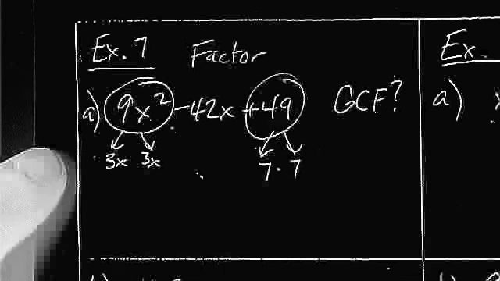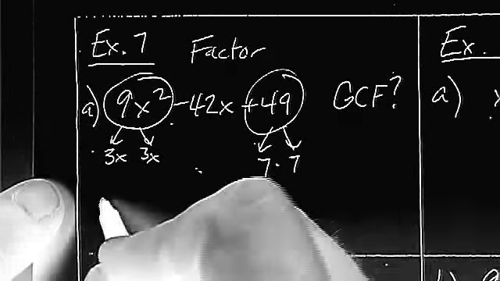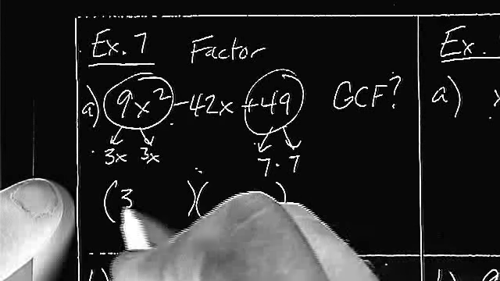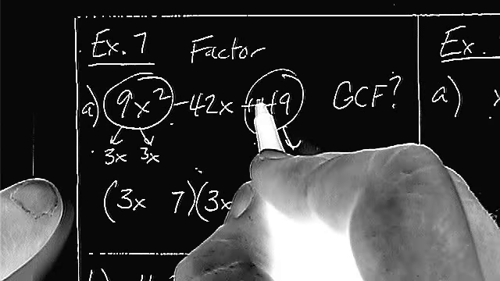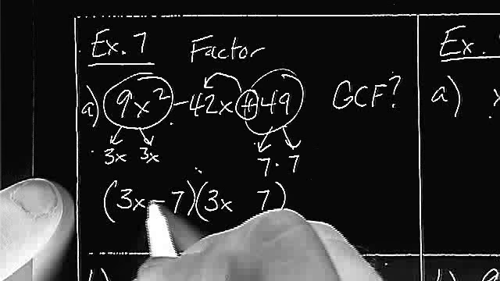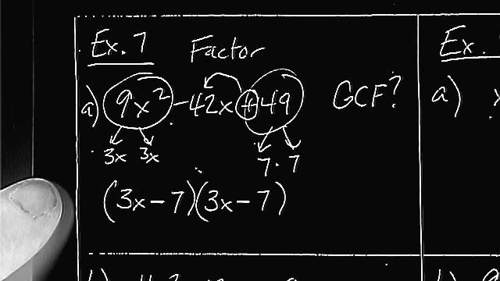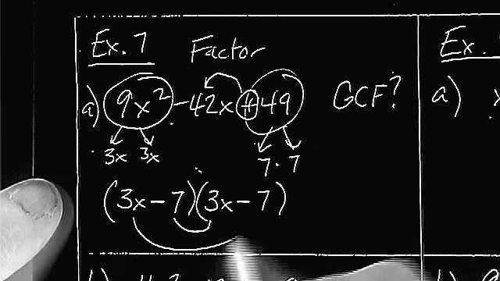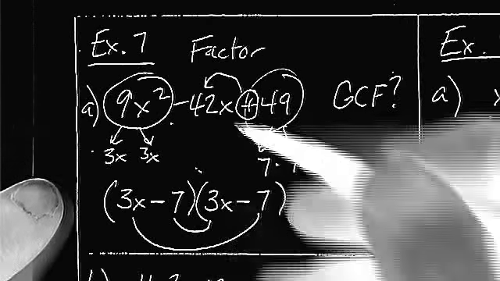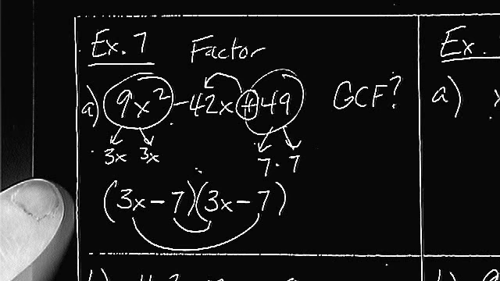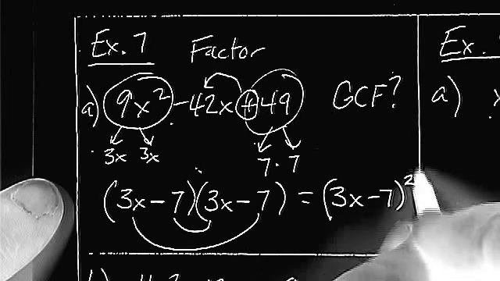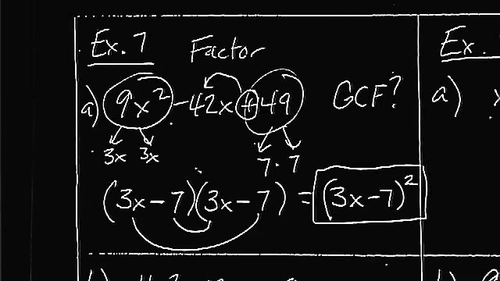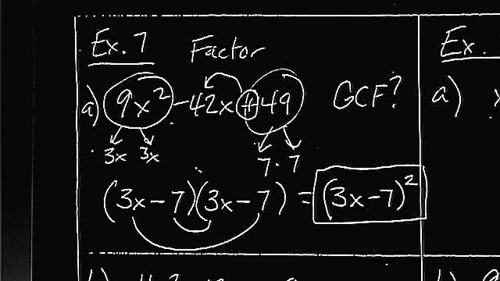So with that in mind, this is 3x and 3x, 7 and 7. Because they have to add up to a negative number, they both have to be minuses. Just double check. Negative 21x is in the middle. Negative 21x is on the outside. Those add up to negative 42x. That's good. So, in other words, another way to write this one is 3x minus 7 quantity squared. And yes, you need to be able to do that. You need to be able to write it in that format with the exponent.